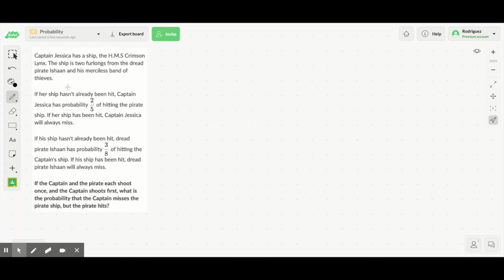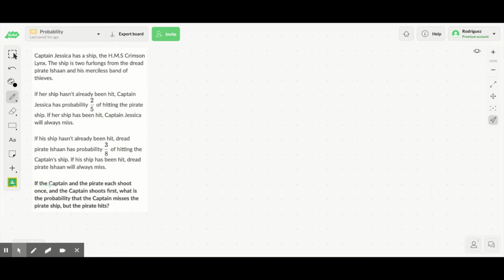It says, Captain Jessica has a ship, the HMS Crimson Lynx. The ship is 2 furlongs from the dread pirate Ishan and his merciless band of thieves. If her ship hasn't already been hit, Captain Jessica has a probability 2/5 of hitting the pirate ship. If her ship has been hit, Captain Jessica will always miss. If his ship hasn't already been hit, Dread Pirate Ishan has probability 3/8 of hitting the captain's ship. If his ship has been hit, Dread Pirate Ishan will always miss. So that's the information. Here's the question.